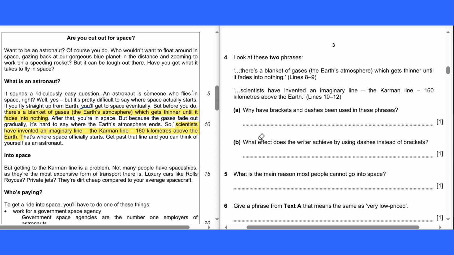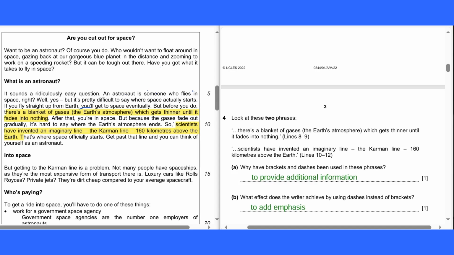What effect does the writer achieve by using dashes instead of brackets? Right here. 10 seconds from now. Alright guys, let's take a look at the correct answer.